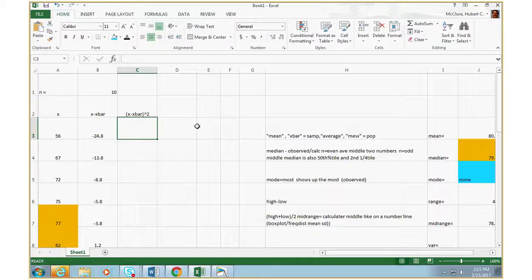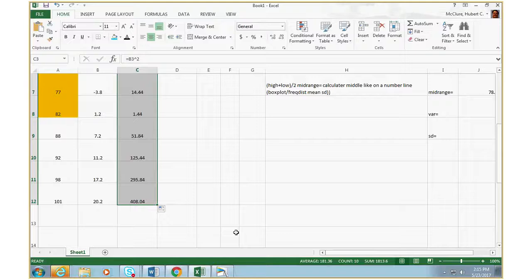Now, what does the next part say? After X minus X bar, what's that little thing in the top right-hand corner say? We'll square it. So equals this number squared. So do the first, the middle, the last, to make sure you got it down. Make notes in your notebook on how to do it. Check against my numbers.